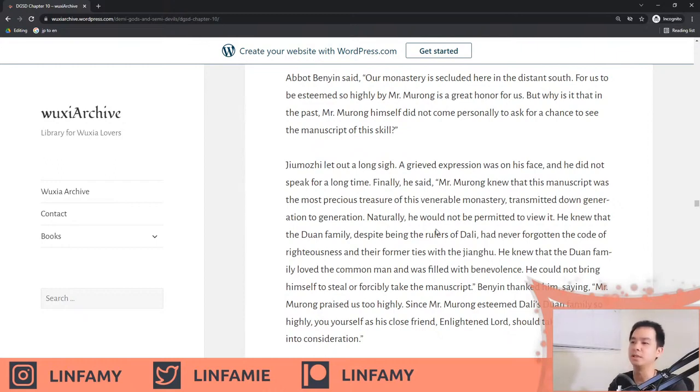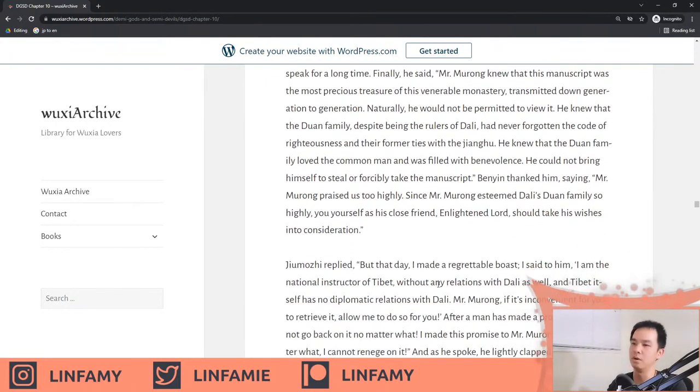He knew that the Duan family, despite being the rulers of Dali, had never forgotten the code of righteousness and their former ties with the Jianghu. He knew that the Duan family loved the common man and was filled with benevolence. He could not bring himself to steal or forcibly take the manuscript." Bunyan thanked him, saying, "Mr. Murong praised us too highly. Since Mr. Murong esteemed Dali's Duan family so highly, you yourself as his close friend, enlightened lord, should take his wishes into consideration."